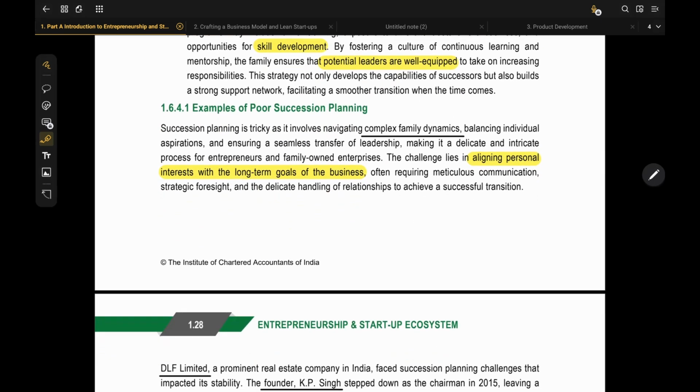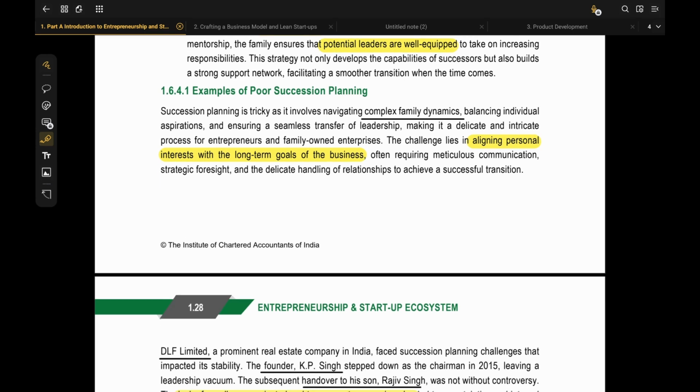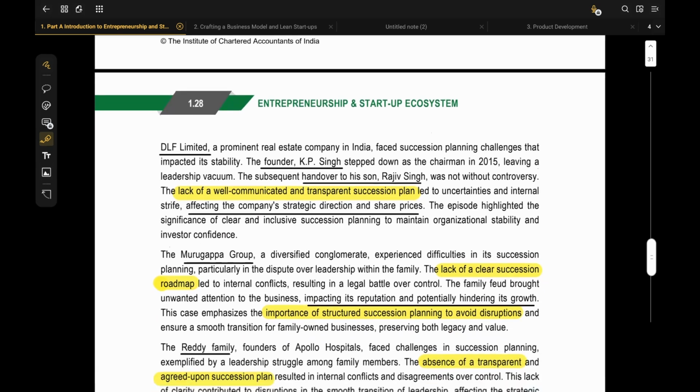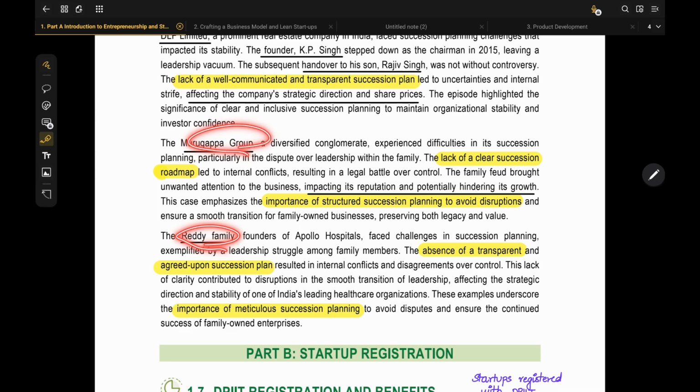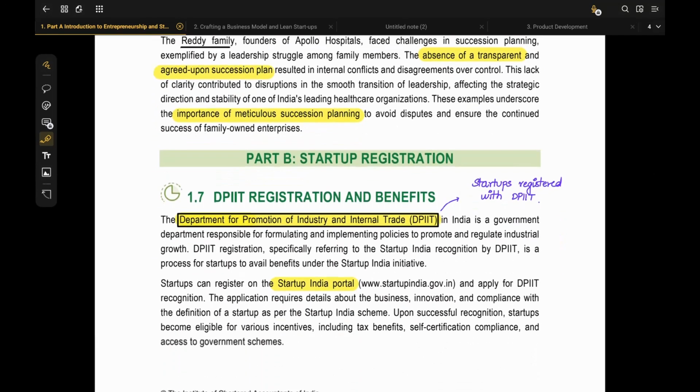Those with poor succession planning, who did not plan properly for passing on the assets to the children, will face a lot of problems. For that, they are giving examples. This and all you can read by yourself. The Reddy family, Murugappa group, everyone, did not make a clear plan. That's why they are facing the problem. This is the summary for that.